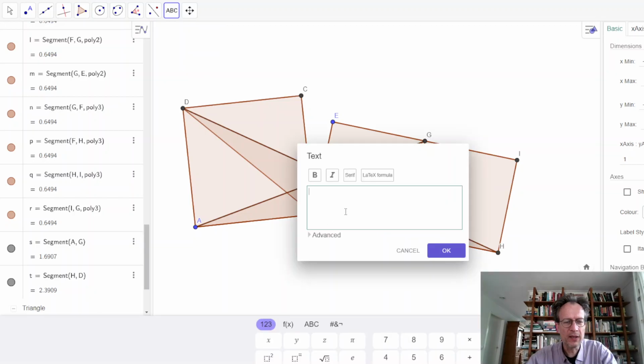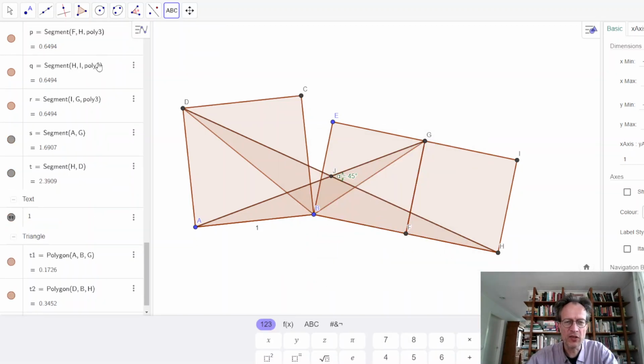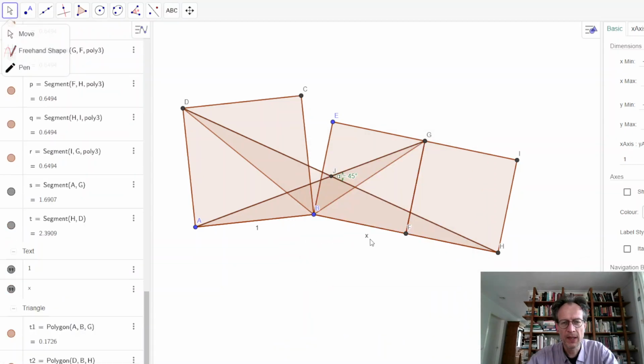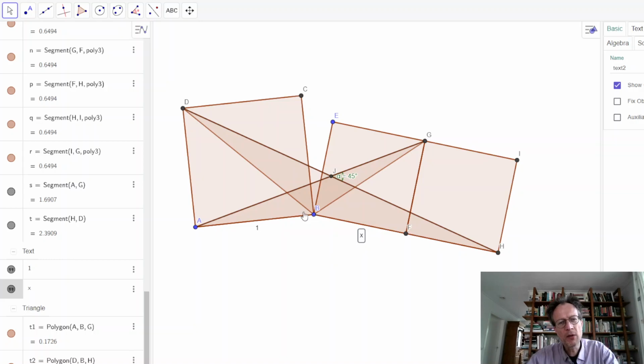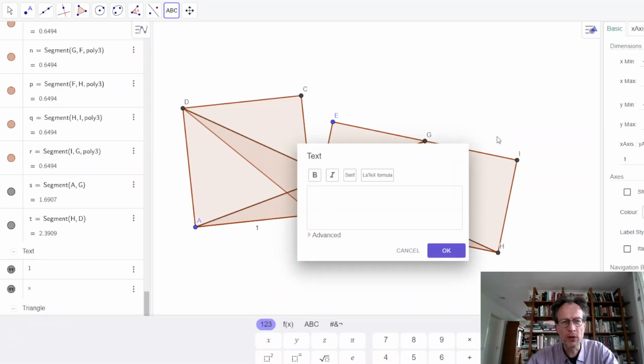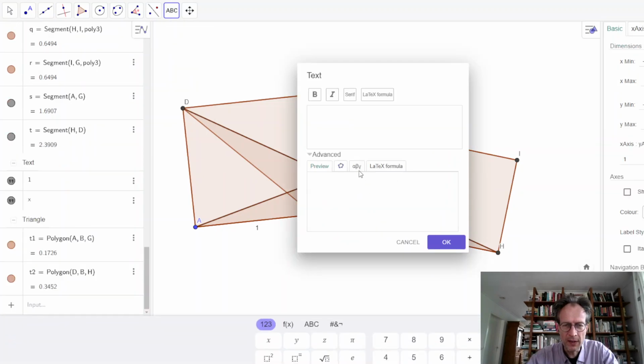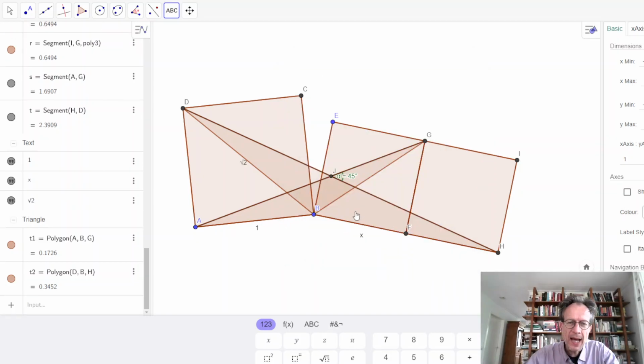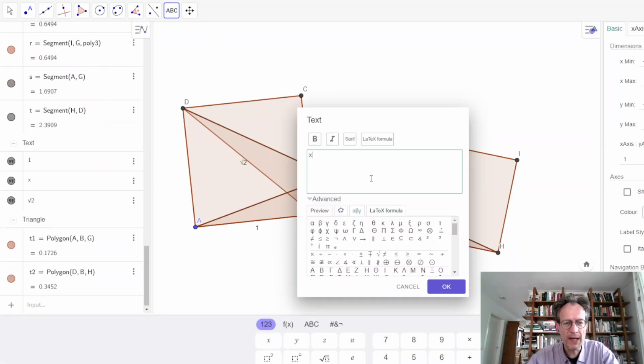Let's say that this larger square has side length 1, and that the two smaller have side length x, like this. So if we now look at this side, the side BD, then it is obvious that this is a square root of 2. And this side BG is x square root of 2.